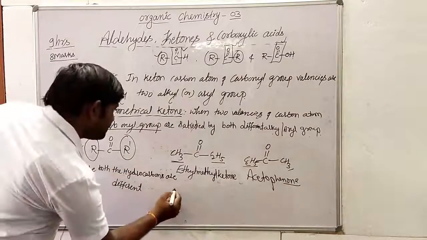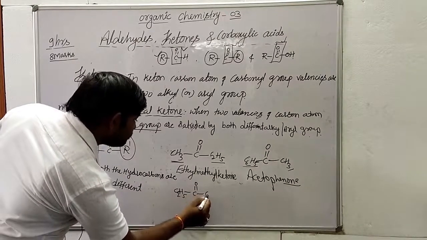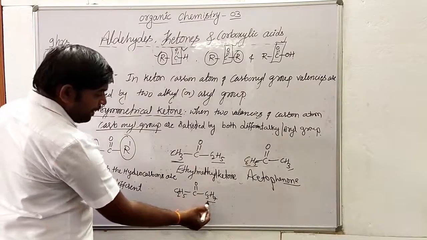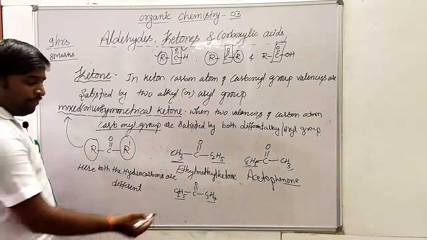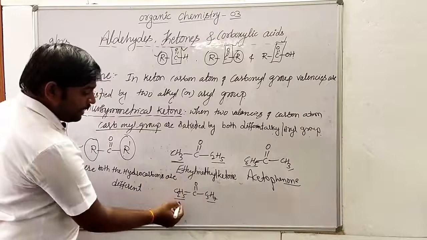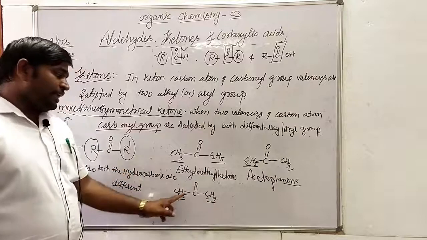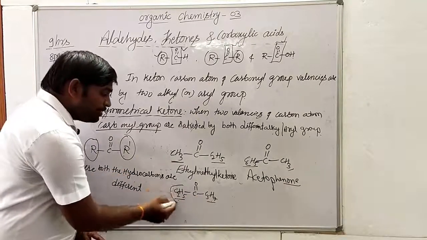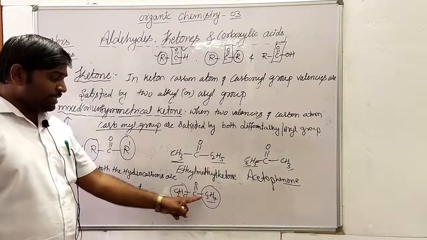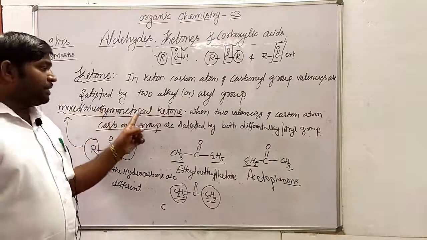We can take one more example here: C2H5, C double bond O, C3H7. What is the name of this molecule? This is ethyl propyl ketone, pronounced alphabetically: ethyl, next propyl, next ketone. Here a propyl group is there, and here an ethyl group is there. Both hydrocarbons are different, so the carbonyl is satisfied by two different alkyl groups. That is what is called a mixed ketone or unsymmetrical ketone.